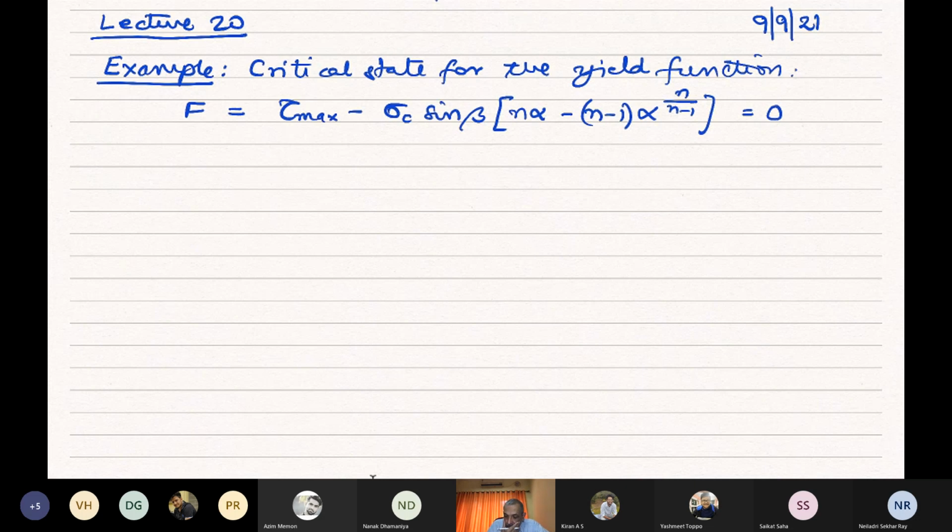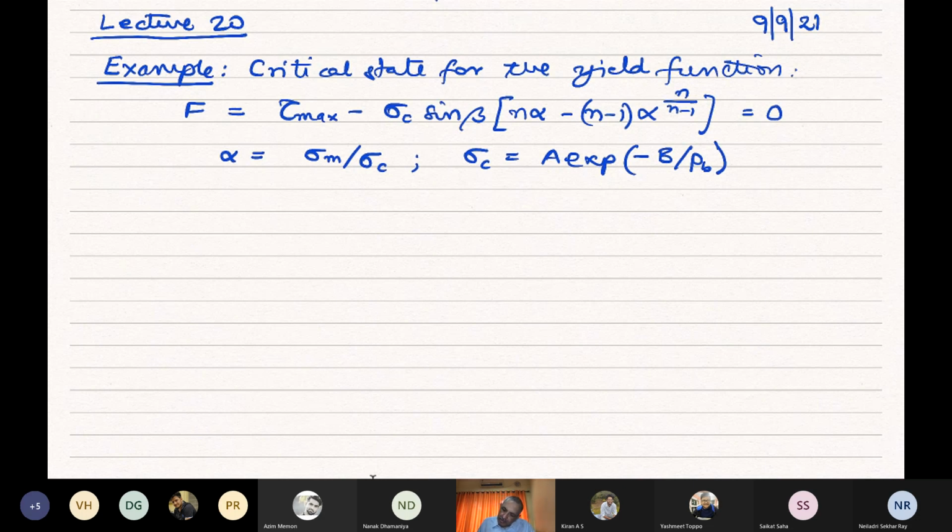Now you say, oh, what is this tau max, sigma c, and alpha? Okay, let me just put this down. More definitions. Alpha is, of course, sigma m by sigma c, and sigma c is given as a exponential of minus b divided by rho b.